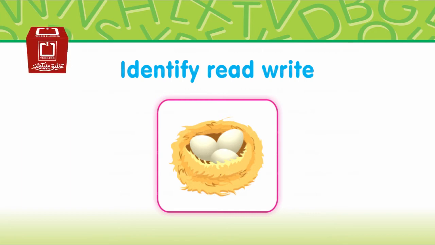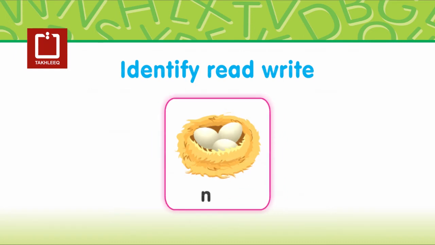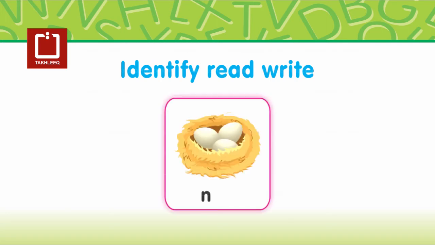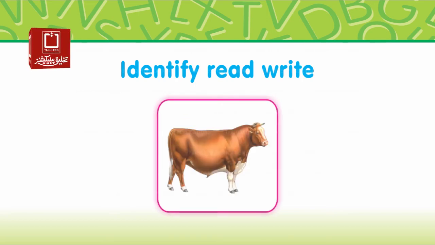Now we say the spellings of nest. N E S T. Nest. So we write N E S T. Nest on lines. We see here the picture of an ox.